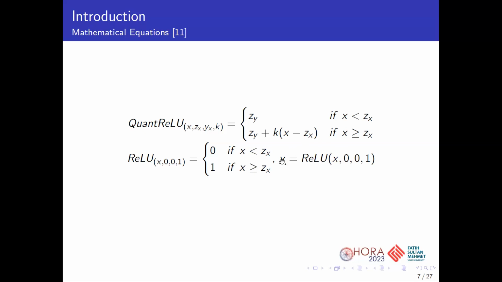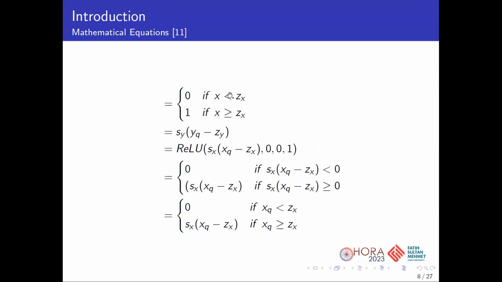Here is the quantization ReLU and the normal ReLU with the x001 parameter value. And here we can see our mathematical equation as well. S stands for the positive floating point value, and if Sx, the quantized value, minus SZx is less than 0, we will get 0, and otherwise we will get this parameter as well.